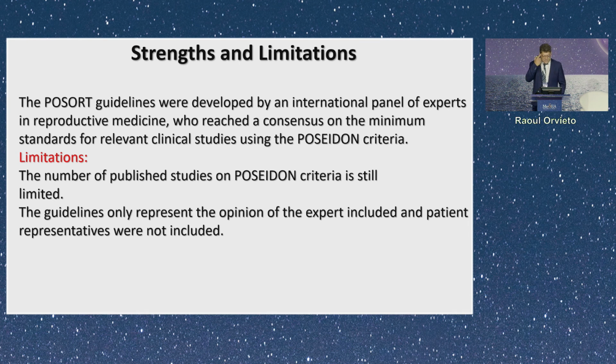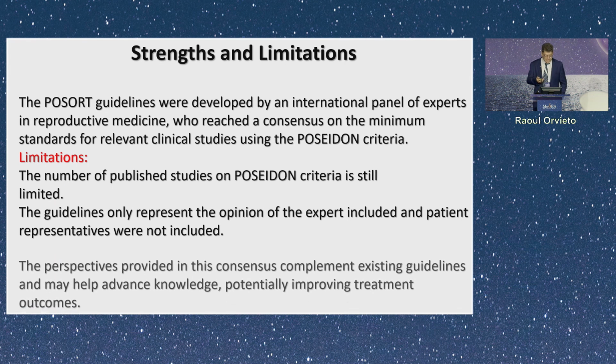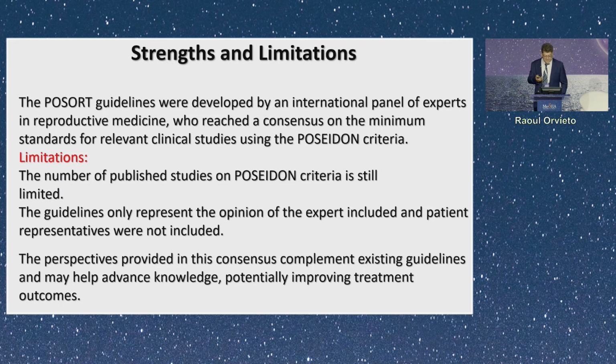The POSORT guidelines were developed by an international panel of experts in reproductive medicine who reached a consensus on a minimum standard for relevant clinical trials using the POSEIDON criteria. The limitation of the POSORT is that the number of published studies using the POSEIDON criteria is still limited, and the guidelines only represent the opinion of the experts included, and patient representatives were not included. Nevertheless, the perspective provided in this consensus complements existing guidelines, the CONSORT and others, and may help advance knowledge, potentially improving treatment outcome.